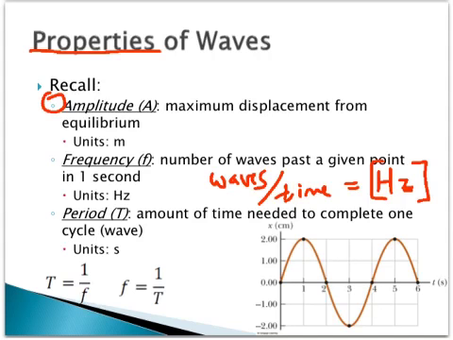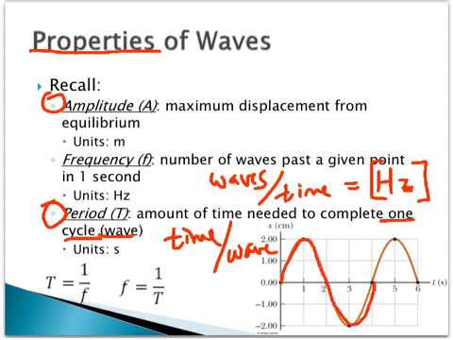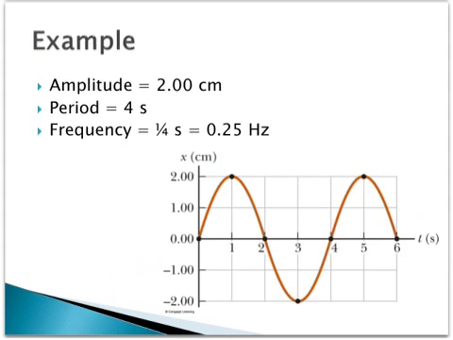Then flipping that around, when you look at the time per wave, we call that the period, the amount of time it takes to complete one cycle or one complete wave. One complete wave in terms of transverse would be a full crest and a trough. Then recall the relationship between period and frequency is that they're inversely related. If you notice the units, frequency is waves over time and period is time over waves, and that gives you that inverse relationship. So go back and refresh your minds on the properties.